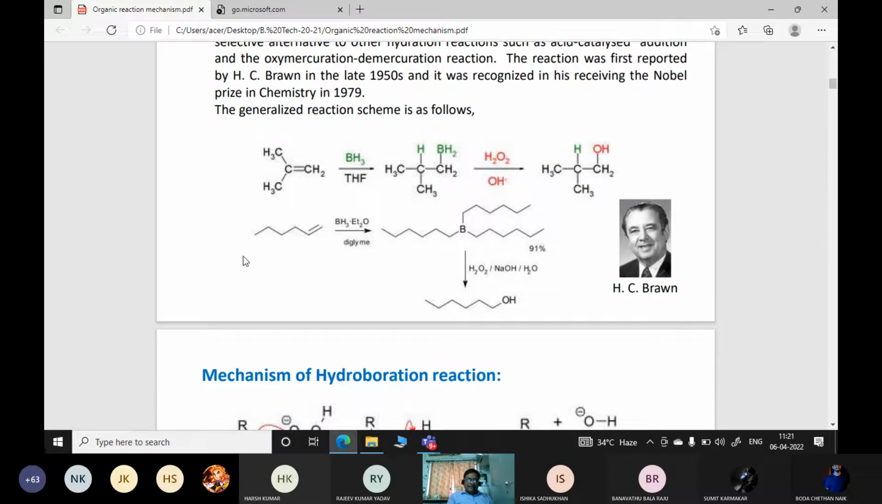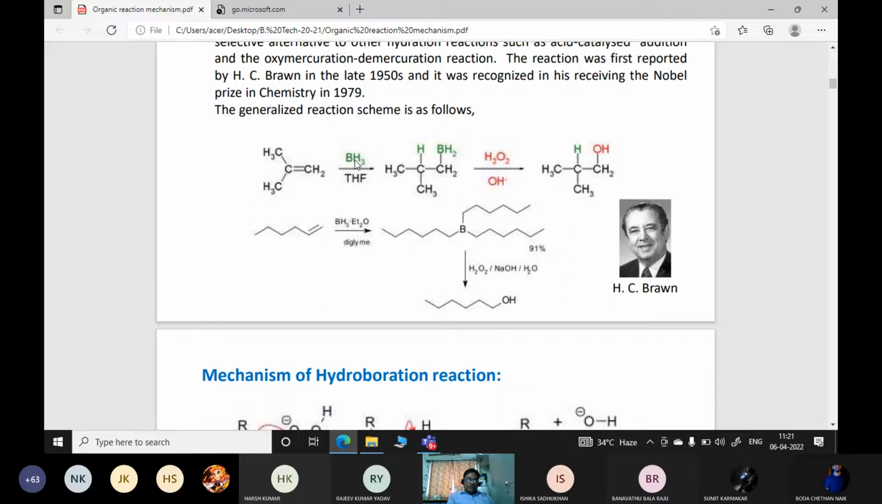Alkene, this is an unsymmetrical alkene, that is 2-methylpropene. When treated with BH3 in tetrahydrofuran, the tetrahydrofuran acts as a solvent, as well as helps BH3 remain as a monomer. And BH3 is the hydride donor. I think you know that one hydride can be transferred from BH3, and this hydride will transfer to the carbon which contains the least number of hydrogens, as per the anti-Markovnikov rule.